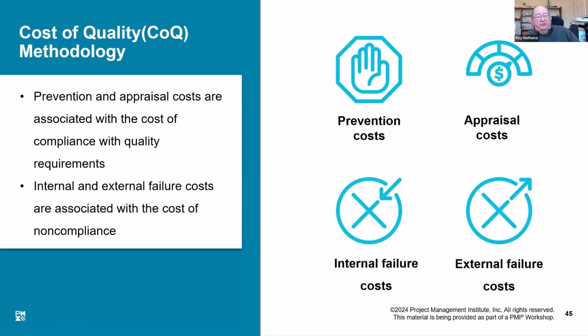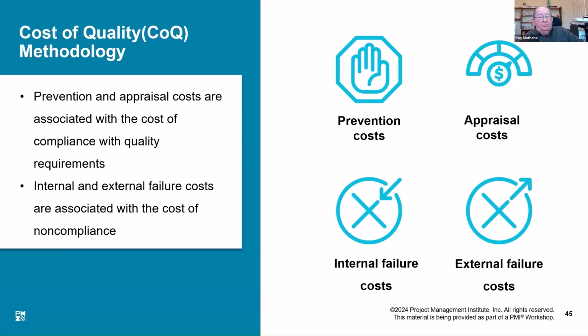There are four categories of costs that are associated with quality. Prevention costs. Those are the costs that the team incurs to keep defects and failures out of a product. We want to prevent them from occurring. We know from experience, prevention is always better than appraisal.